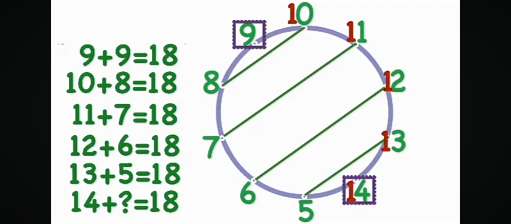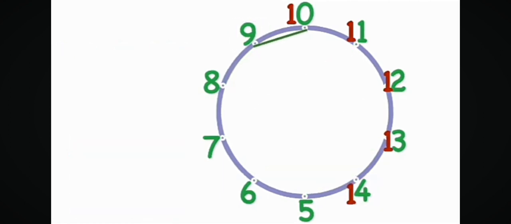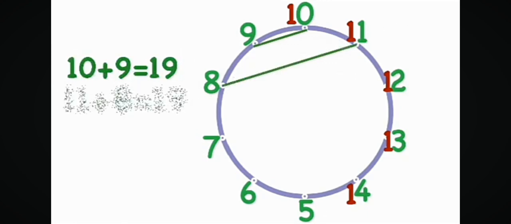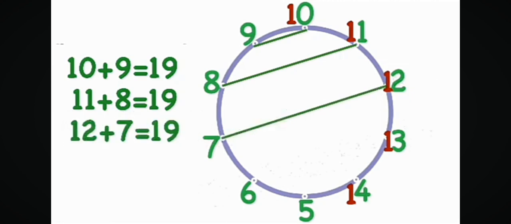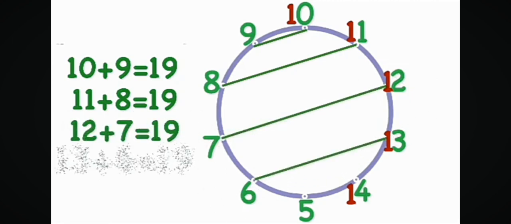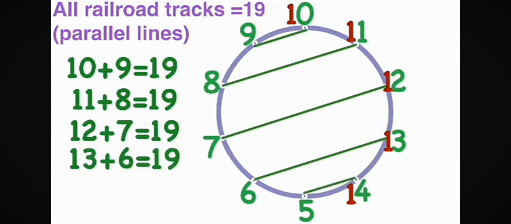Really cool. And now we've almost gone around the wheel twice. Here's 10, 9, or 19. And of course, we just add the ones. So 11 and 8 are 19, and 12 and 7, and 13 and 6, and 14 and 5. And of course, you could reverse all of those. 5 and 14, 6 and 13, 7 and 12, 8 and 11, and 9 and 10. All add up to 19.